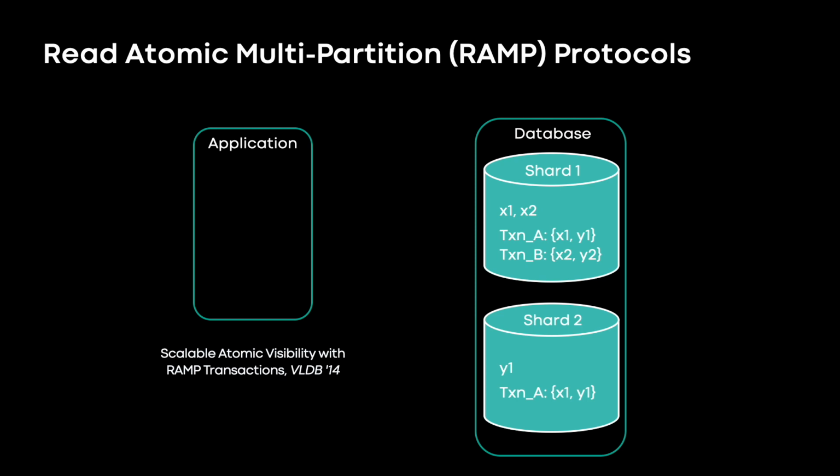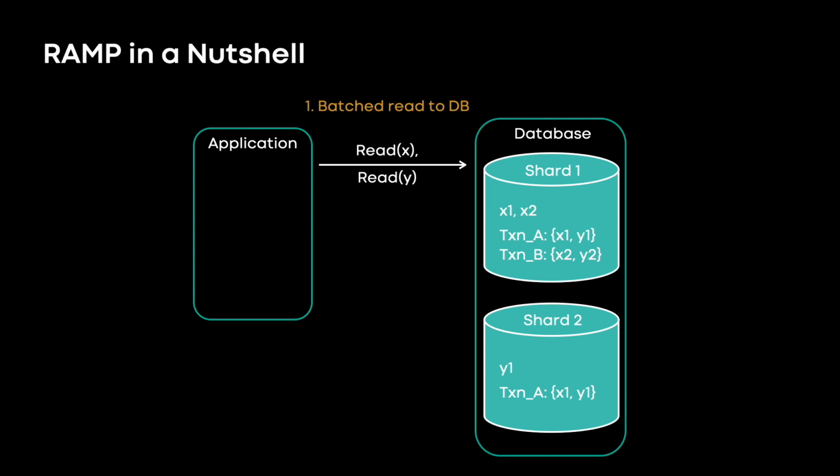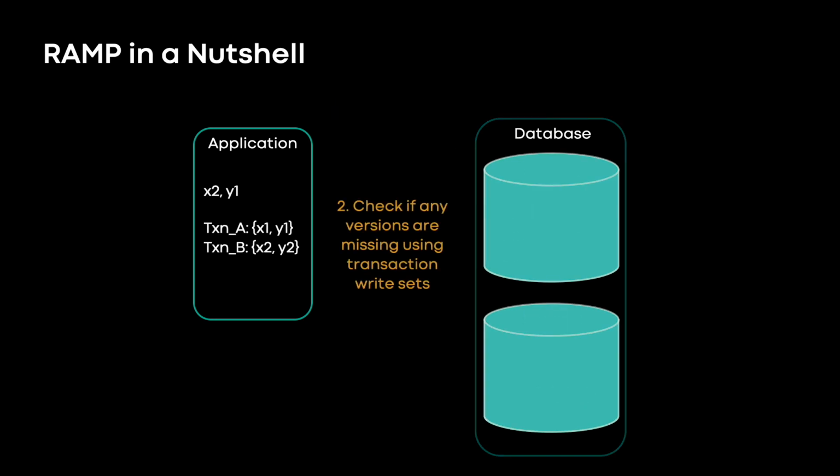Notice here that while X2 is on shard 1, shard 2 hasn't yet been updated with Y2. So in this case, let's say the application wants to read X and Y. It will try to fetch that from the database, and the database will return the most recent version along with its corresponding write transaction metadata, and then we'll check to see if any of the versions are missing using the metadata we fetched. In this case, we see that we need Y2 because we've read X2, so we also need Y2 to ensure atomic visibility.